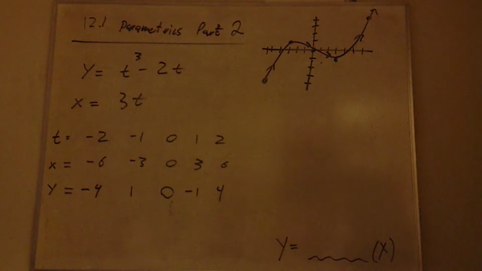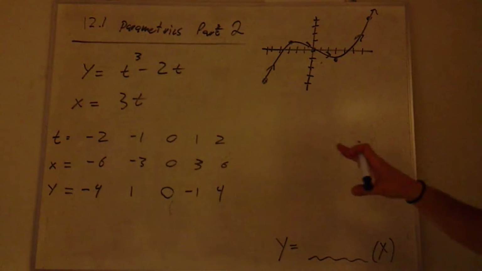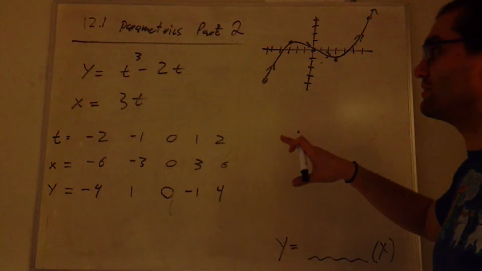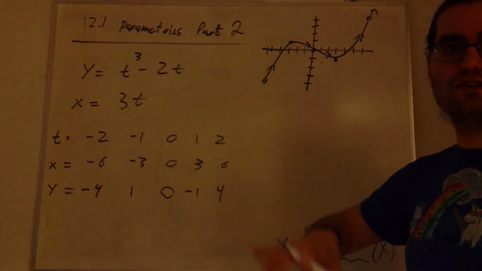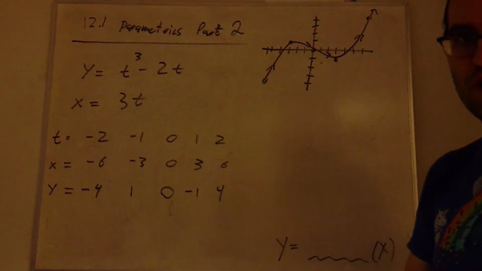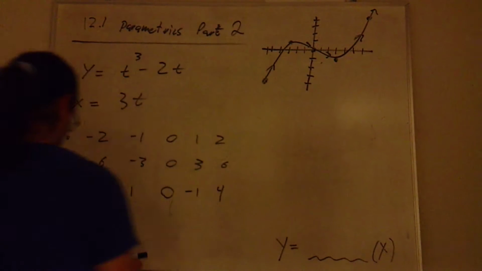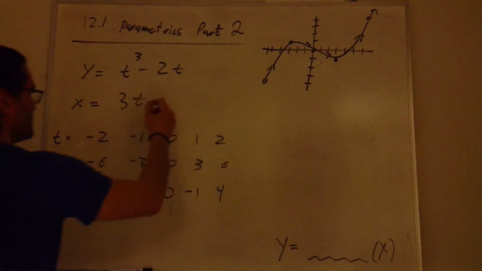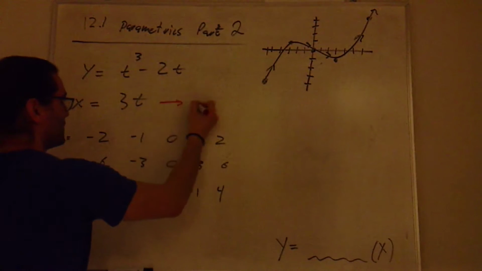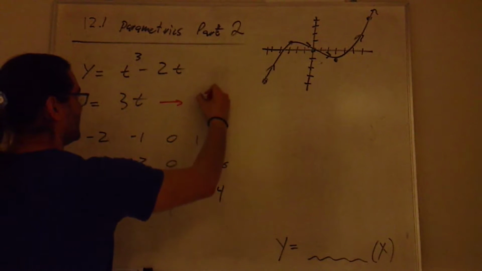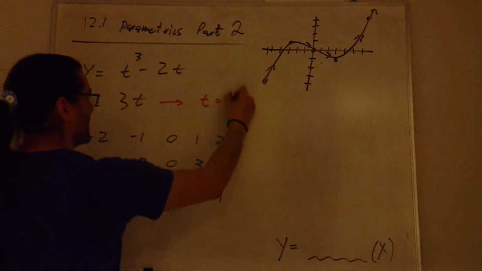To get there, for this particular problem, I'm going to use a technique called elimination of the parameter, which means I'm going to start with this x equals 3t. I'm going to mess with it a little bit. I'm going to say t equals x over 3.